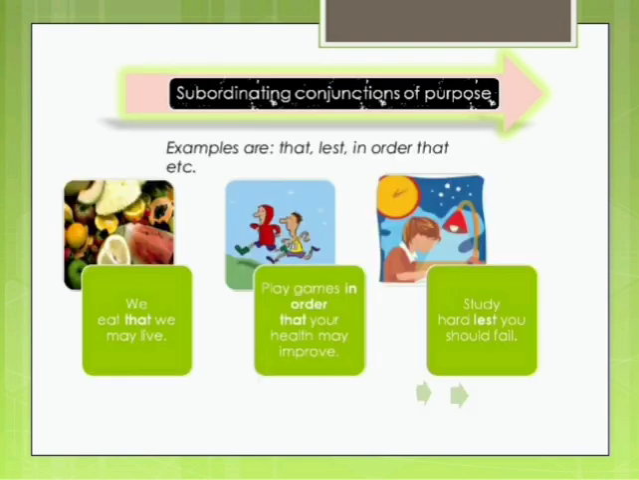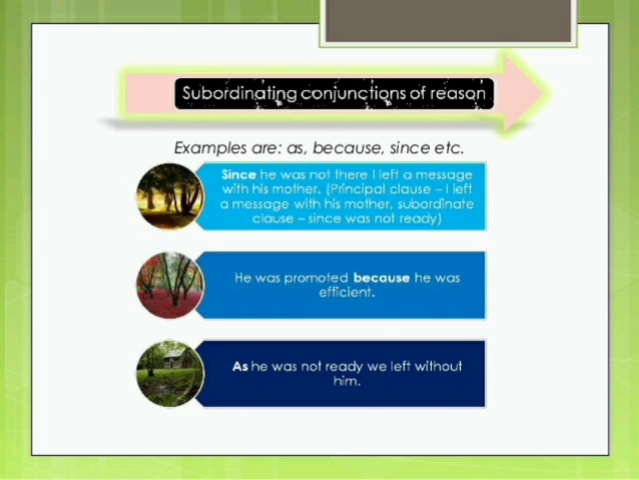Okay, now I will show you some more examples. Subordinating conjunctions of purpose, for example: that, lest, in order that, etc. We eat that we may live. Play games in order that your health may improve. Okay, games means outdoor games, not mobile games. You should play outdoor games. Study hard lest you should fail. So, you should study hard. These are some subordinating conjunctions of purpose. And please play outdoor games. Now it's time to stay at home, so try to play indoor games.